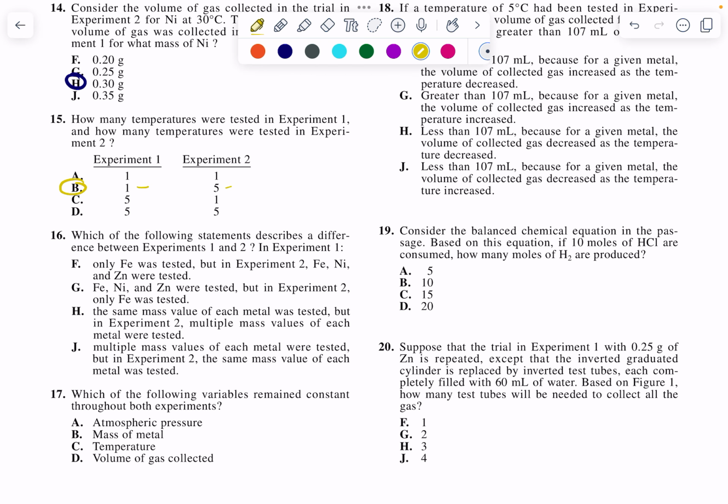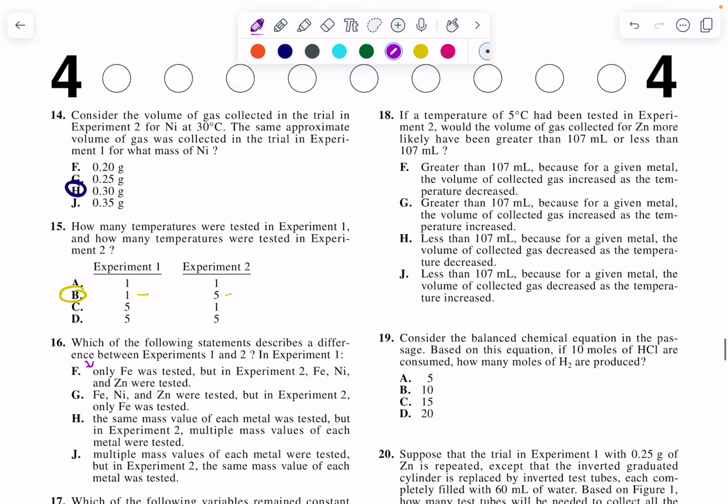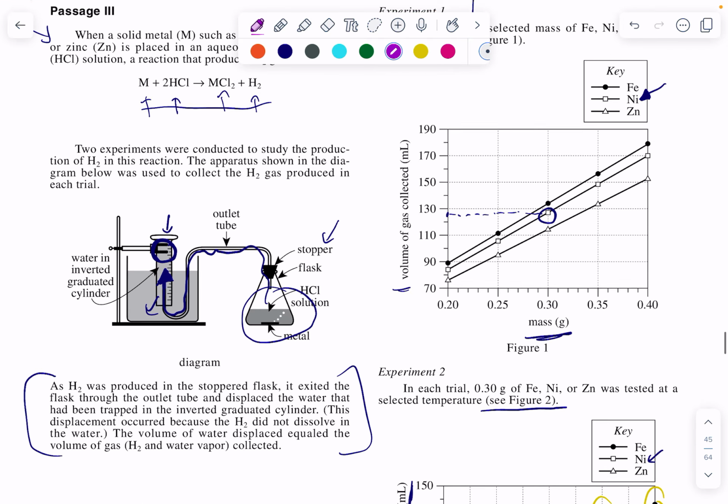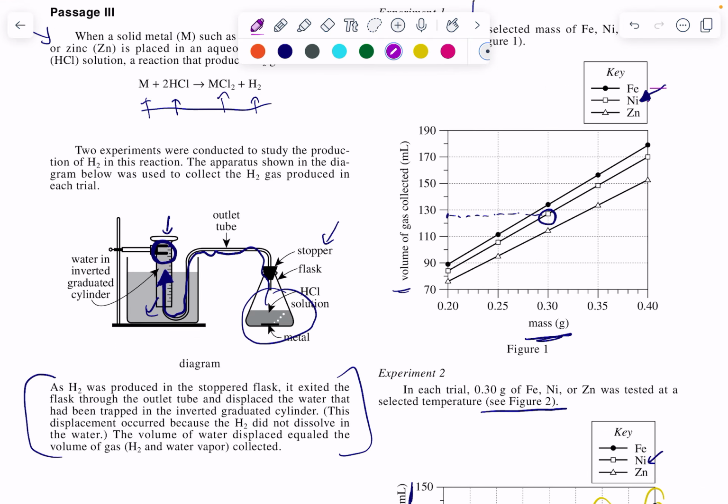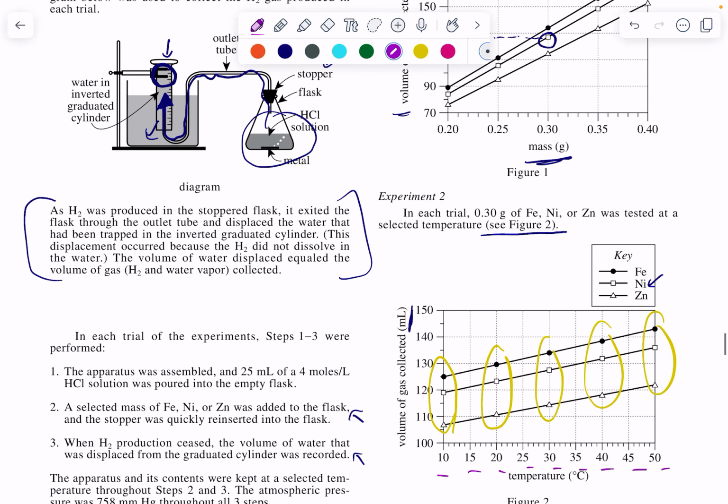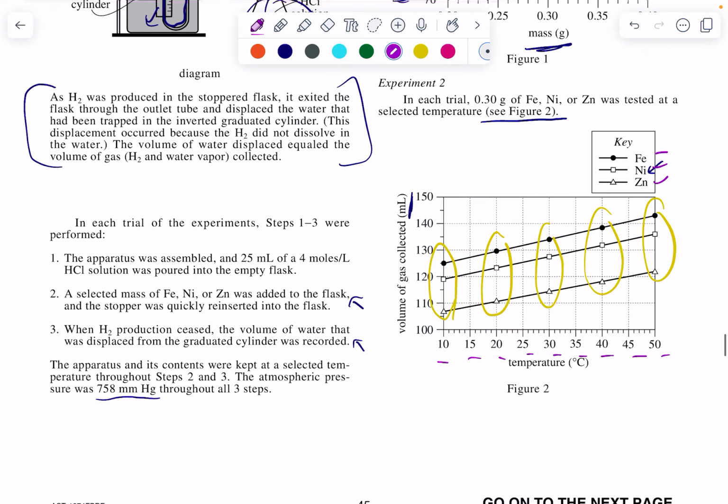16. Which of the following statements describes a difference between experiments 1 and 2? In experiment 1, okay, so let's read through our options here. Again, this one's much more about the scientific process rather than the data we're collecting. But it says in experiment 1, only Fe, which is iron, was tested, which is false. We can see they've tested 3 metals in experiment 1 and in experiment 2, so it's not A.